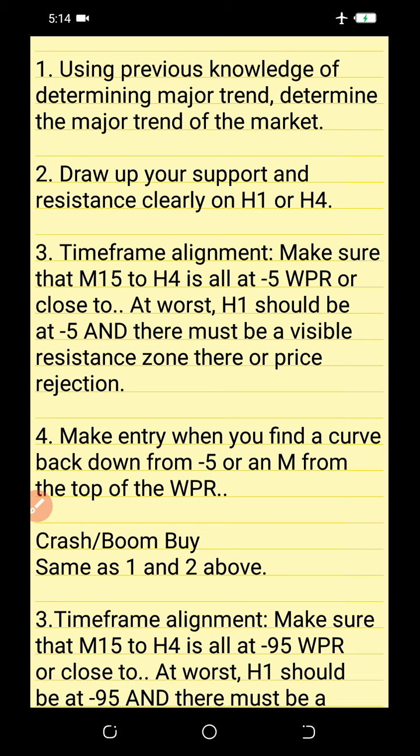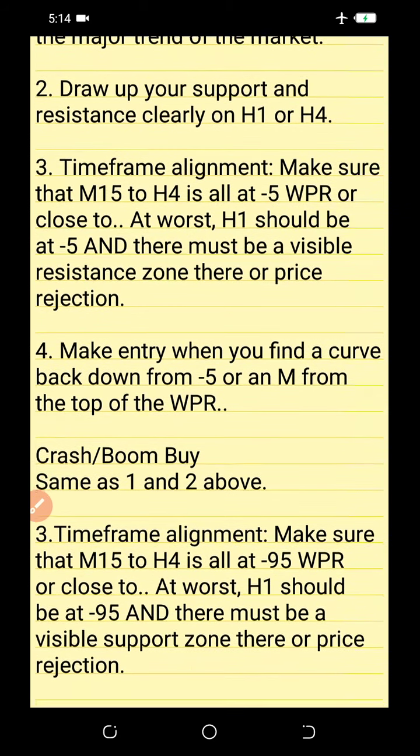What about Crash and Boom buys? The same thing, same as 1 and 2. That is to say, using previous knowledge to determine trend still works. Drop support and resistance. Number 3, time frame alignment.